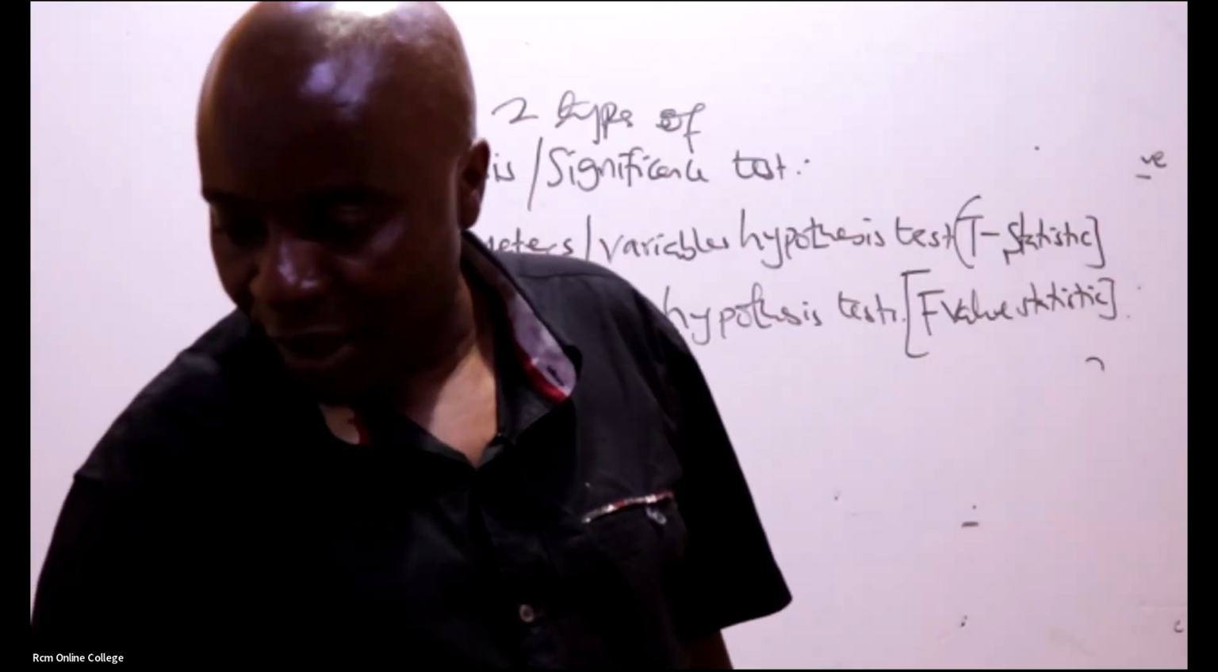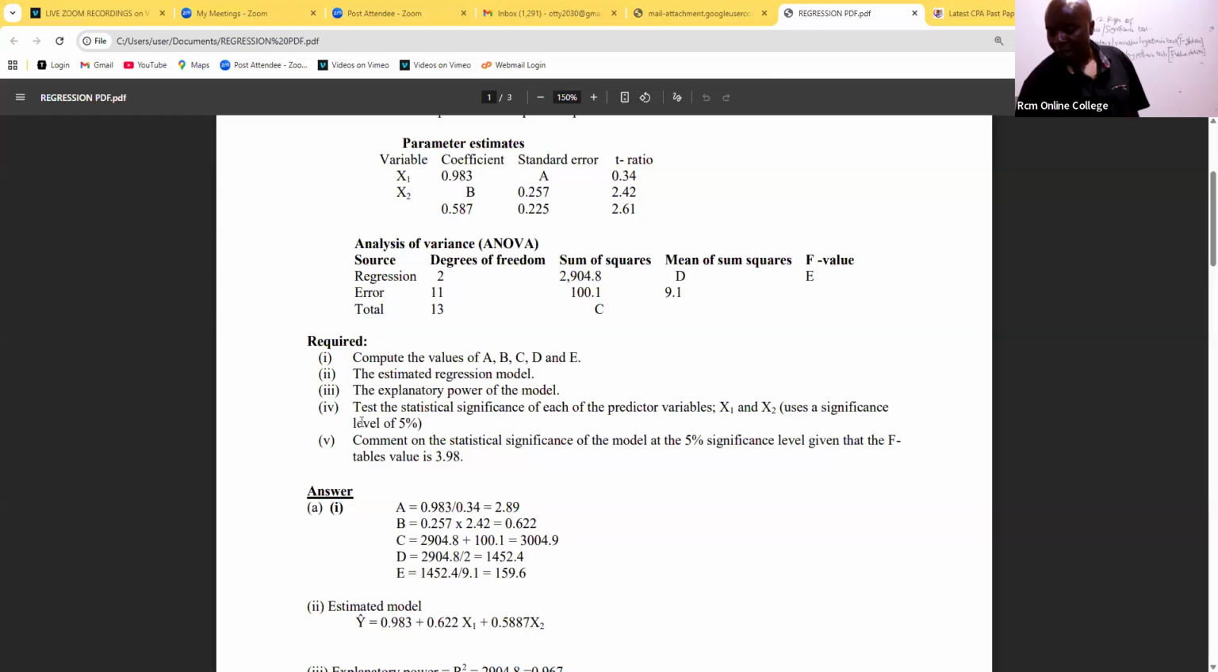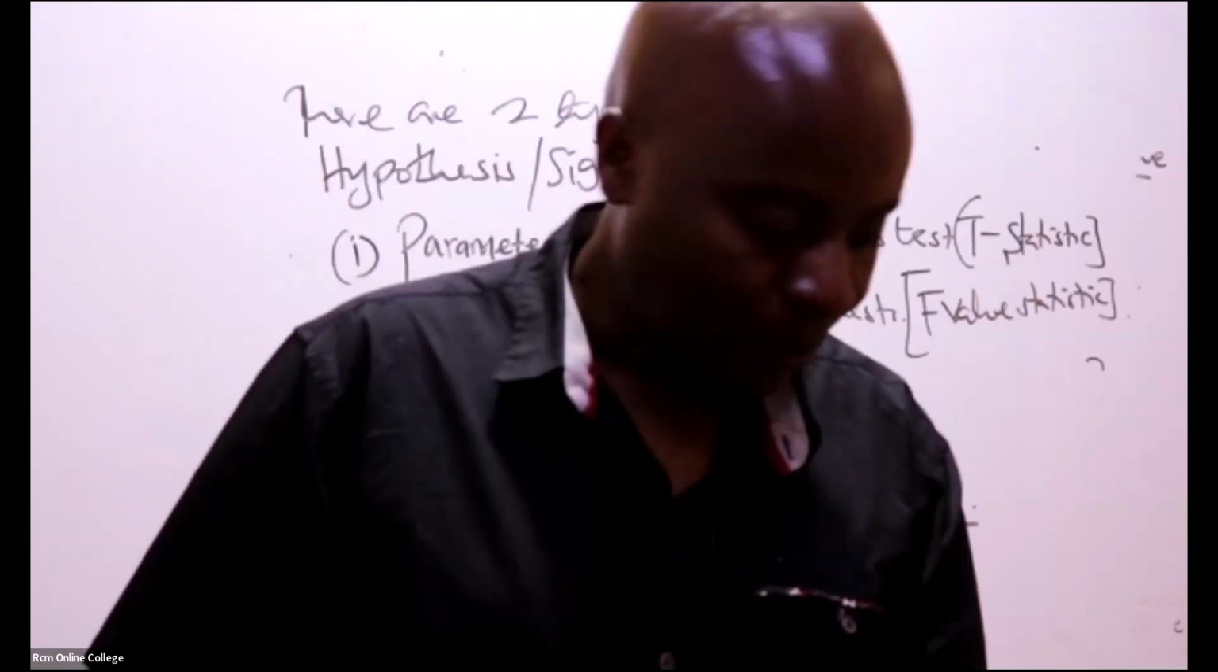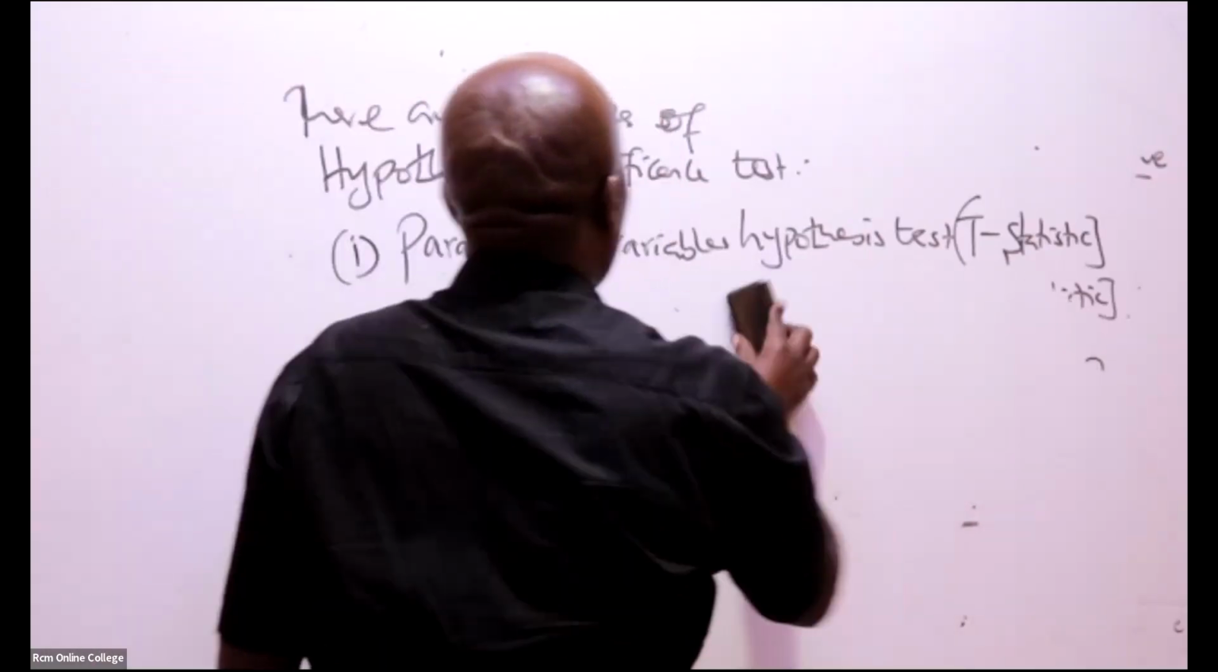For this number three, what hypothesis do they want me to do? If you look at number four actually, they want me to test the significance of each predictor variable. So they want me to carry out variable significance tests, and the level of significance here is 5%. So we start with this Roman 4. Very easy. This is what they want us to do, ladies and gentlemen.